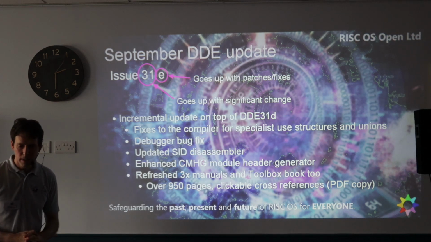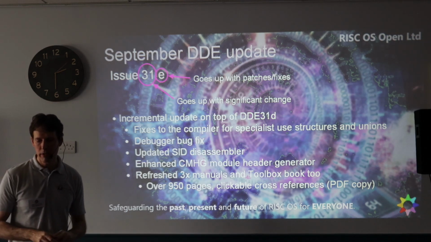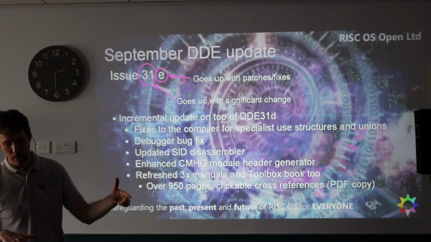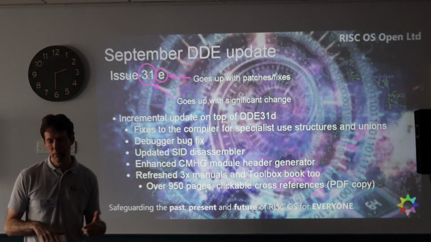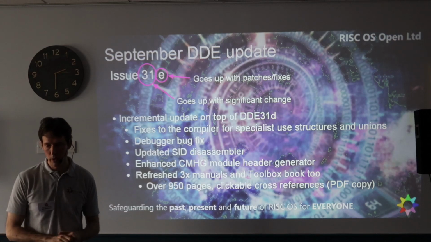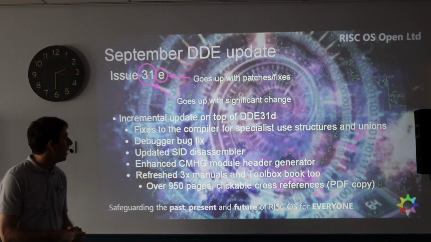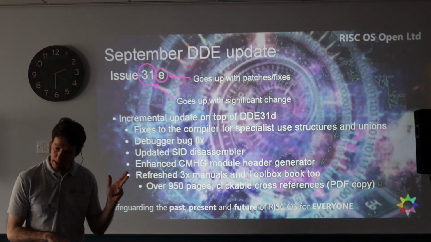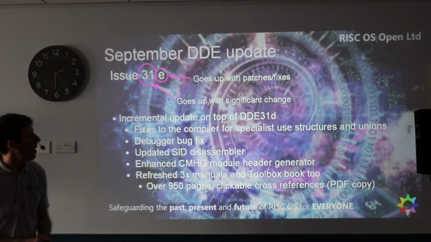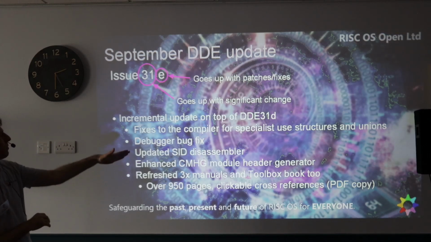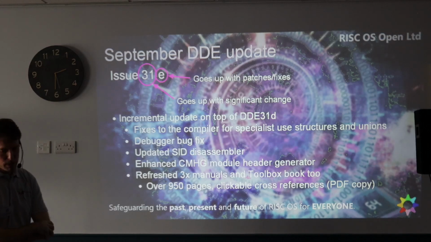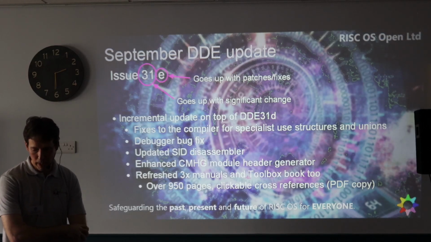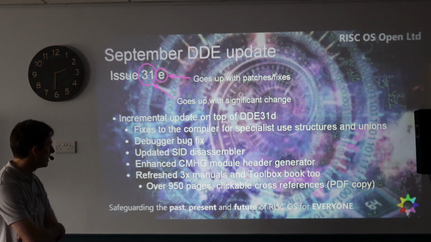There's some updates to the SID disassembler, which is an interactive disassembler for turning modules typically back into their original source code if you've lost the source code. A few updates to CMHG, which is the module header generator if you're writing things in C. And these, as you can tell from going from D to E, are all relatively minor things. There are no big earthquakes in any of these things.